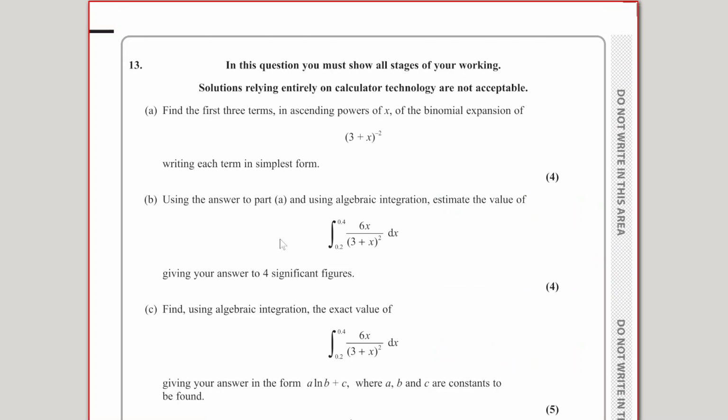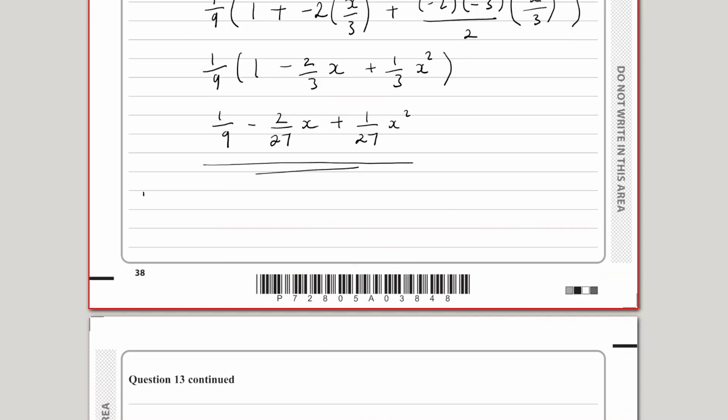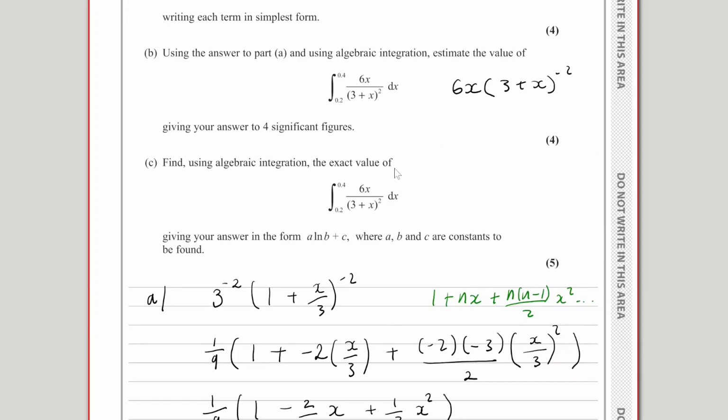Using the answer to part A and using algebraic integration, estimate the value of the integral between 0.2 and 0.4 of 6x times 3 plus x to the power of negative 2. So it's an estimate because we're using the expansion. So it's 6x times our last answer, and it's integrate between 0.2 and 0.4. We can't use the calculator. We need to use algebraic integration.